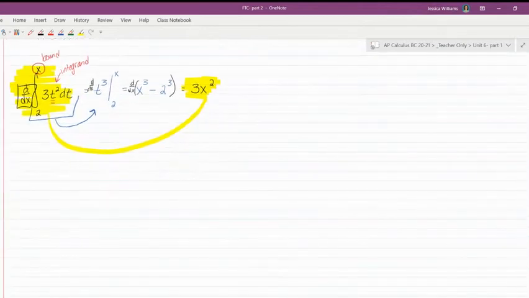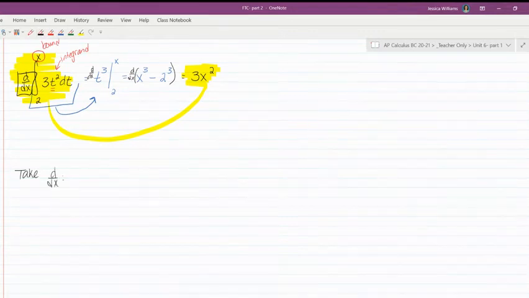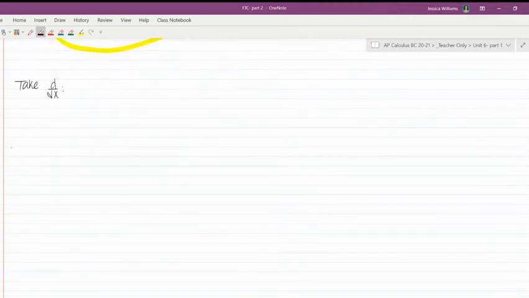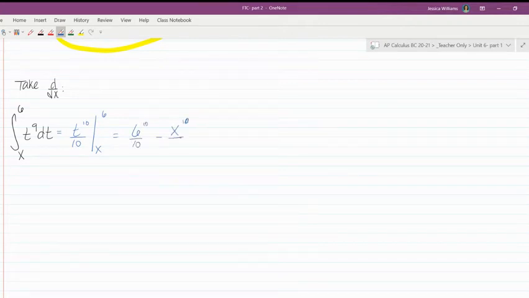So let's see if we can come up with some patterns for these bounds. What if I ask you to go here? I'm just going to write it this way. Take the derivative with respect to x of, and I'll just give you a bunch of different ones. So what if we have the integral from x to 6 of t to the 9th? Okay, well, let's go through this one again. I'd have to add 1. I'd have to divide by the new. I'd have to evaluate from x to 6. That would give me 6 to the 10th over 10 minus x to the 10th over 10.